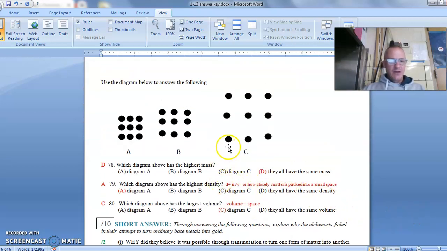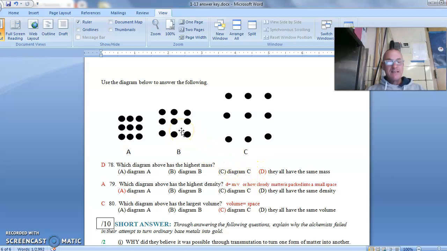Here we have three diagrams. This should look familiar. This is right off the video on density. Question 78, which of these three diagrams has the highest or largest mass? Well, mass is the amount of matter in the object. This has 9, this has 9, and this has 9. They all have 9 atoms or whatever these are representing in there. So they have the same amount of matter. They all have 9. Therefore, they have the same mass, letter D.